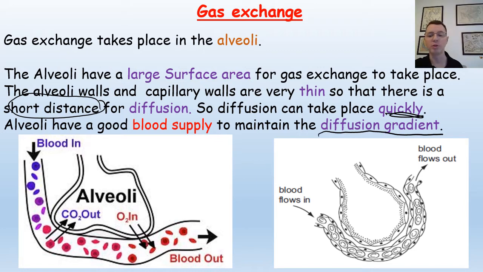Now you may have noticed over these last three examples that we have the same phrases coming up again and again. We need a good blood supply to maintain the diffusion gradient. We need to have a very thin wall so that there's a short diffusion distance. And we need to have a large surface area so that we can have very fast diffusion. And if you can mention those three things for the three organs that we've mentioned, you should pick up 3 marks in your exams.